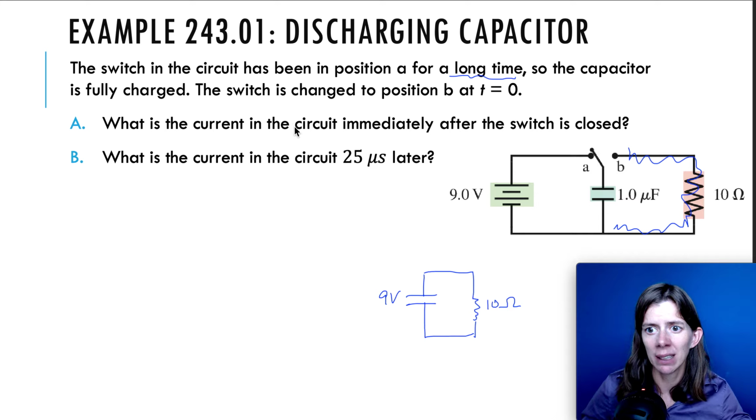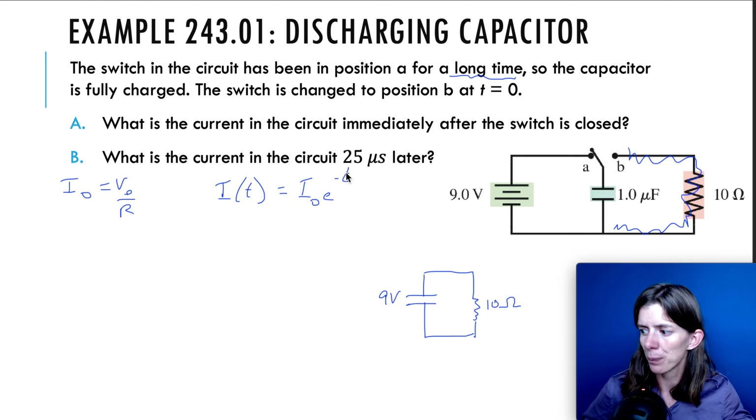What is the current in the circuit immediately after the switch is closed? That's the first question. So what I'd like you to do is write down the equation that is related to this. Did you get it? You had two choices: I naught is V naught over R, or I as a function of t is equal to I naught e to the negative t over RC. Which one did you pick?